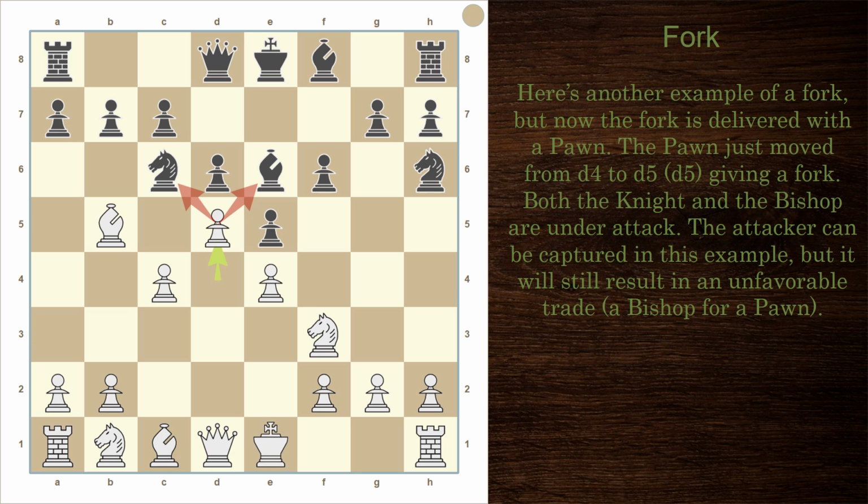And one more example, this one's using a pawn. The pawn just moved from d4 to d5, giving a fork. Both the knight and the bishop are under attack. The attacker can be captured in this example, but it will still result in an unfavorable trade, a bishop for a pawn. So right here, the bishop can attack the pawn, but then it'll still be taken. So that's why this is still a pretty devastating move for the black player, because he's losing a much better piece than a pawn.